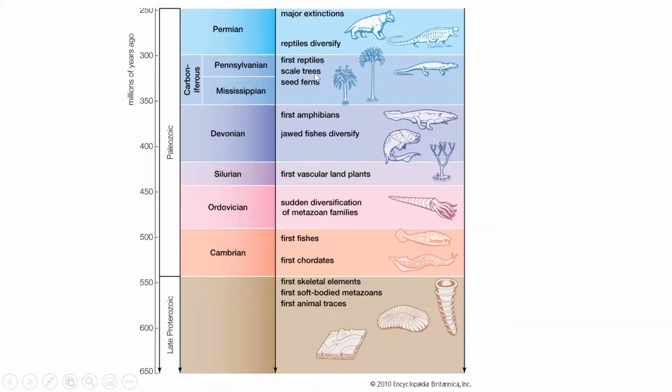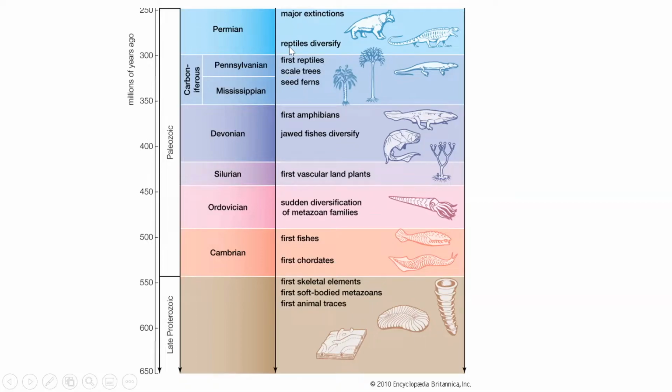Scale trees, we don't have those anymore. They're a bit like a cycad, C-Y-C-A-D, if you look that up. Seed ferns, and we still have ferns around. This is actually the time when coal, the coal you burn on the fire, started. These plants formed the coal all this time ago, and it took all that time for it to form coal.